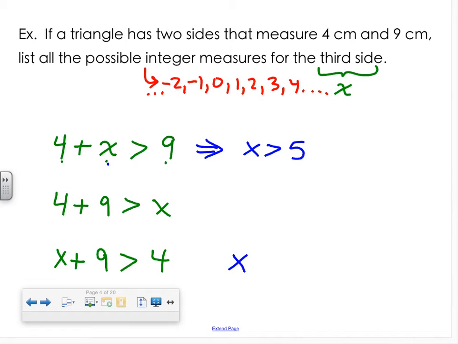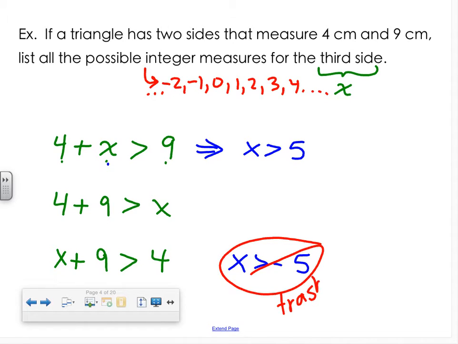okay, this one's kind of trash because you get x has to be greater than -5. Of course it's going to be greater than -5. It's going to be a side length. But we're going to get other good information from this one, because this says x has to be less than 13.